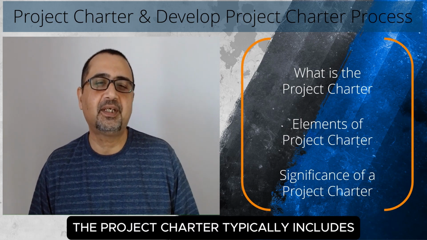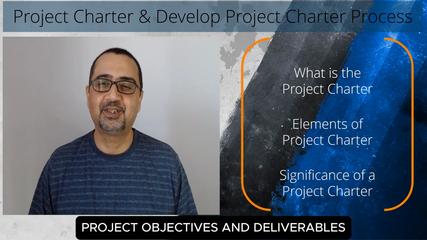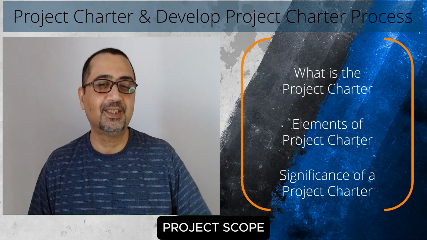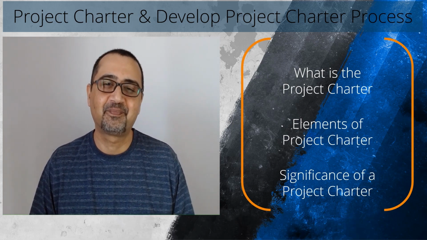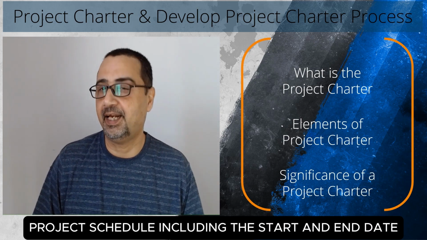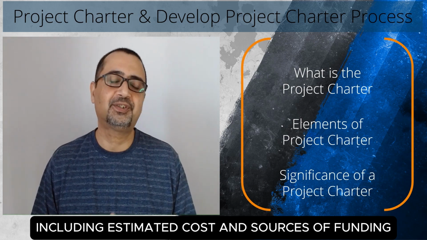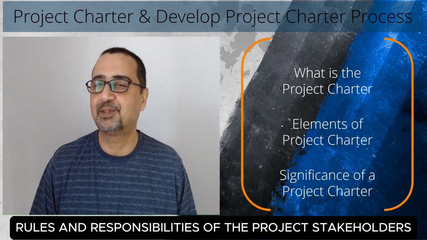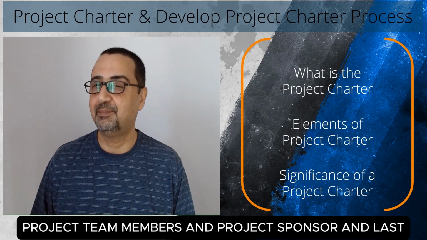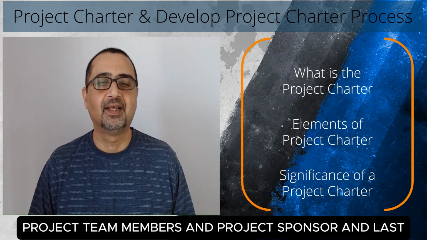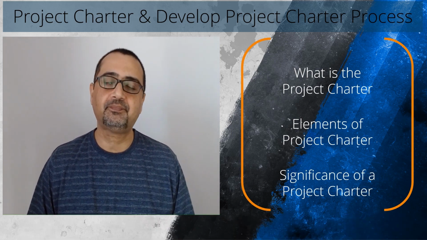The project charter typically includes the following information: project name and purpose, project objectives and deliverables, project scope including what is included and what is to be excluded, project schedule including the start and end date, project budget including estimated costs and sources of funding, roles and responsibilities of the project stakeholders, including the project manager, project team members, and project sponsor. And last but not the least, project risks and assumptions.